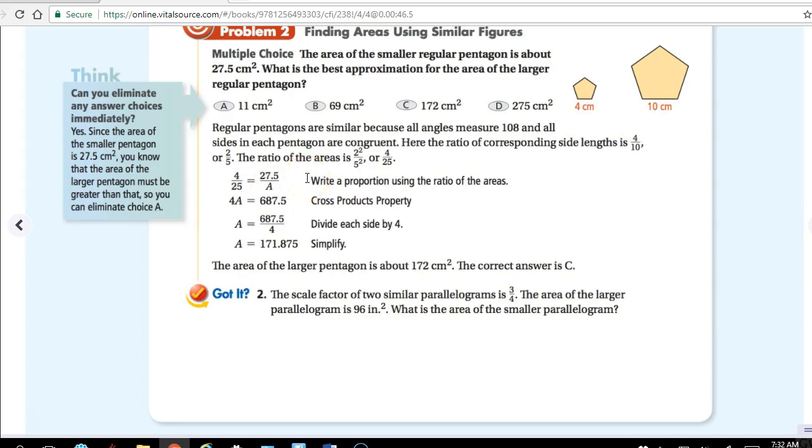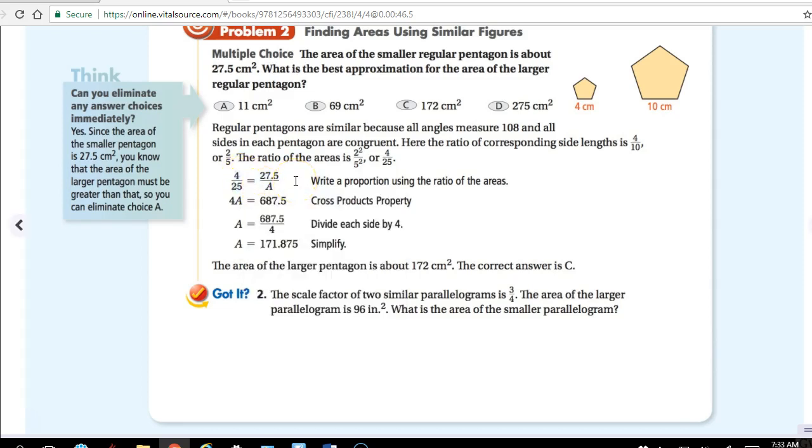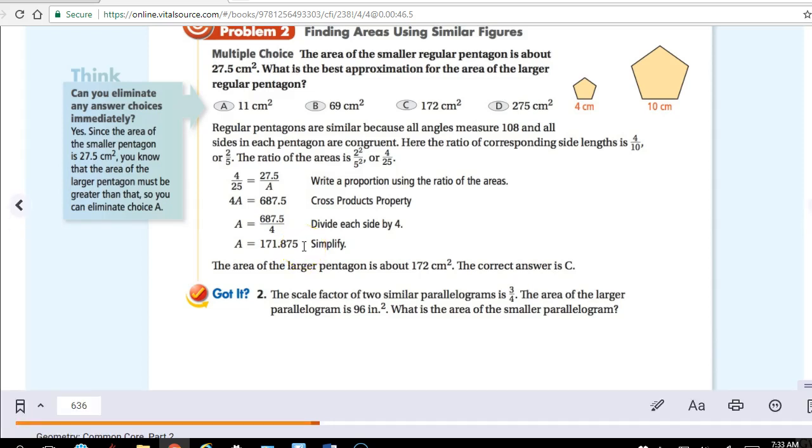Now, if we just simply cross multiply, setting it up is really the tough part, but solving it, you're just going to cross multiply, and you're going to get 4a, which is the first cross, is going to be equal to 25 times 27.5, which is 687.5. You're going to divide both sides by 4, as you can see in the next step, and then finally you get an answer of 171.875, which is right here.